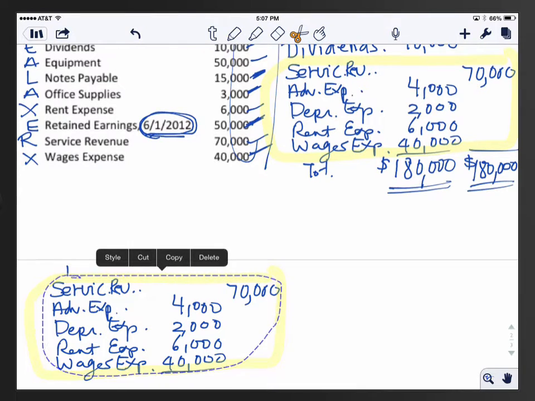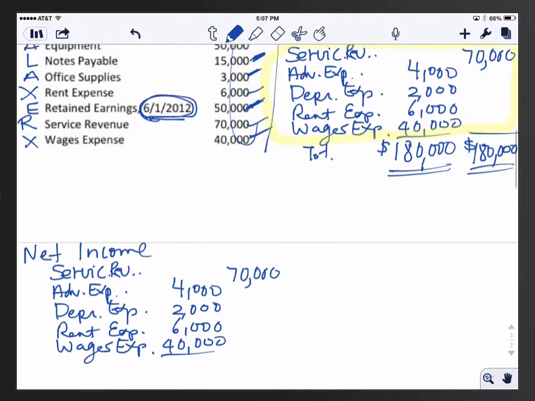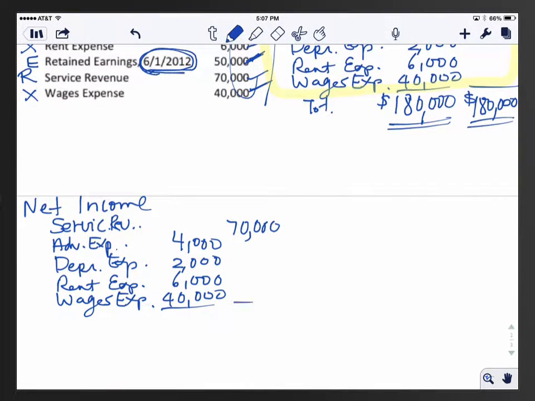So here's my calculation of net income. Give it a heading, net income. We have our service revenue. We're going to subtract all of these expenses. So we've got 40,000 plus 6 plus 4 is 50 plus 2 is 52,000. So we're going to subtract 52,000 from 70,000. That's going to give us our net income because it's going to be a positive number, and it's going to be 18,000.